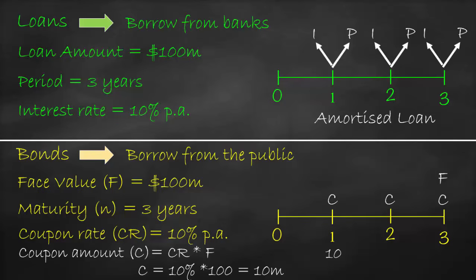So in year 1, we will pay 10 million. In year 2, we'll pay 10 million. In year 3, we'll pay 10 million as a company. And we will pay the entire amount, which is the face value of 100 million, only at maturity in the last year.